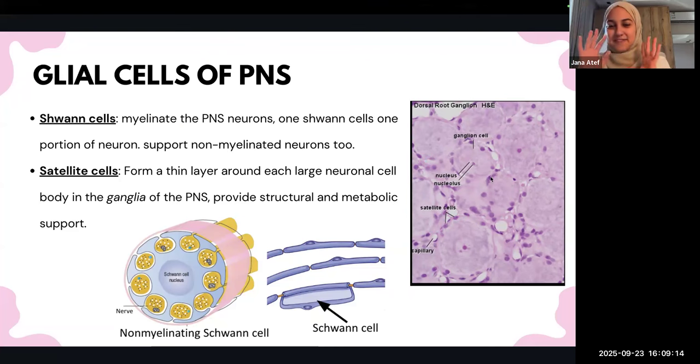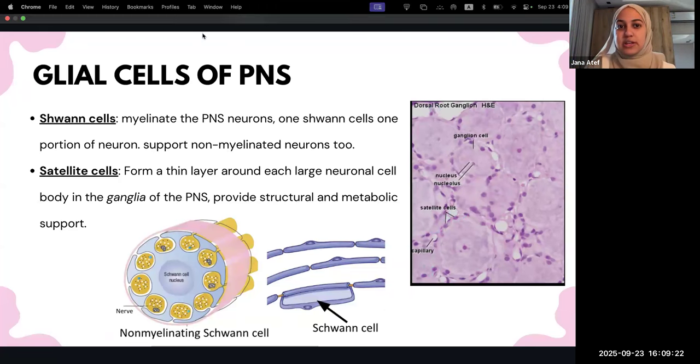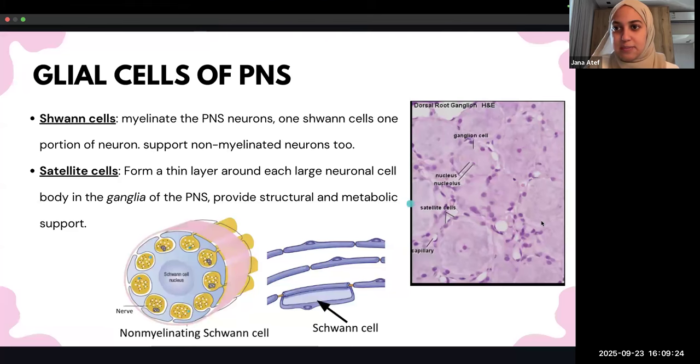Okay, let's start again. Basically, Schwann cells, okay? They are the other relative of oligodendrocytes. You guys understood oligodendrocytes, right? That they myelinate axons and everything. If you understood that, take that and give it to the PNS, okay?